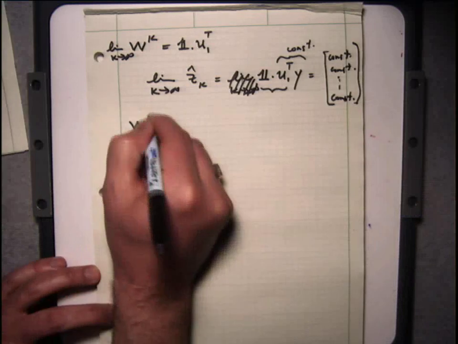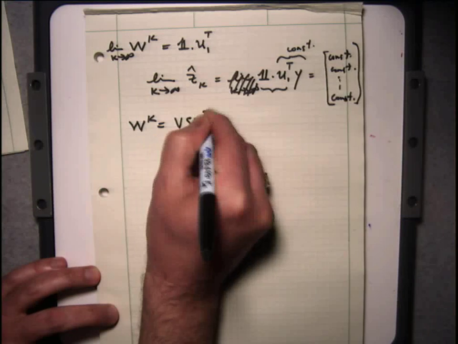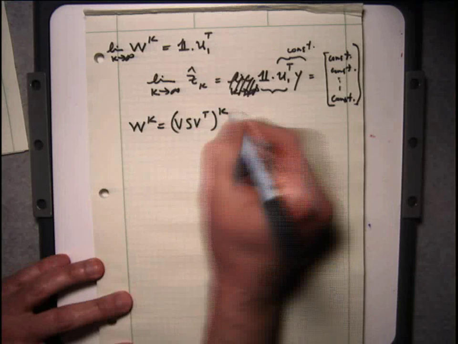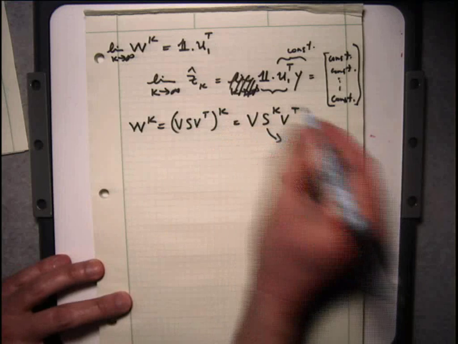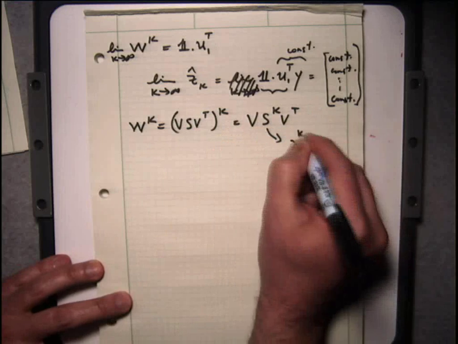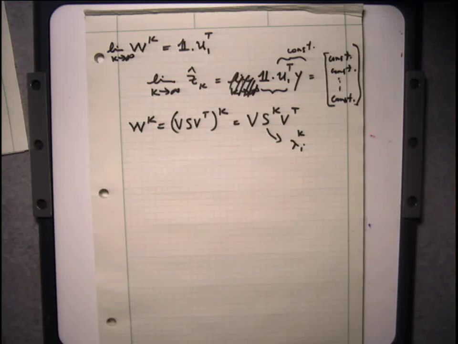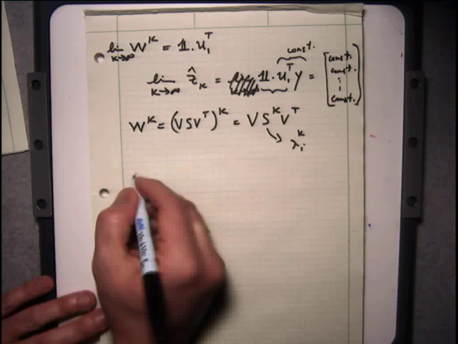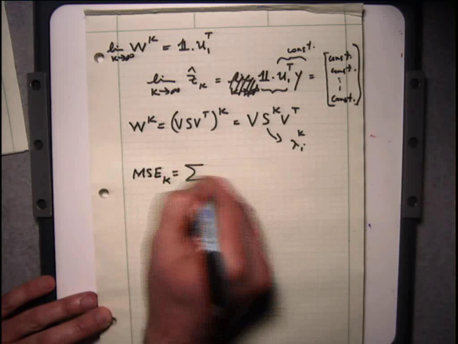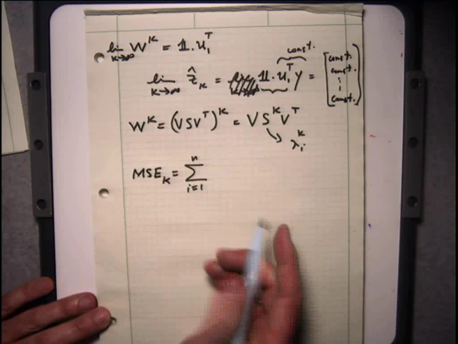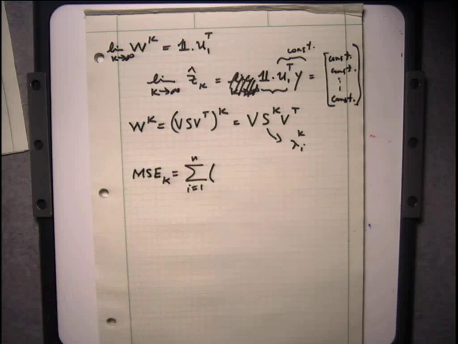So W to the k is V S V transpose to the kth power. And this is V S to the k V transpose. And so the eigenvalues of this guy are now going to be lambda i to the k, right? Eigenvalues were lambda, now the eigenvalues are lambda to the k. So now I can write down the mean squared error for this case as a function of the iterations k. So the mean squared error as a function of k is the sum i equals 1 to n. It's exactly the same form as before, except for the fact that, let me go back to this and show you what it looked like.